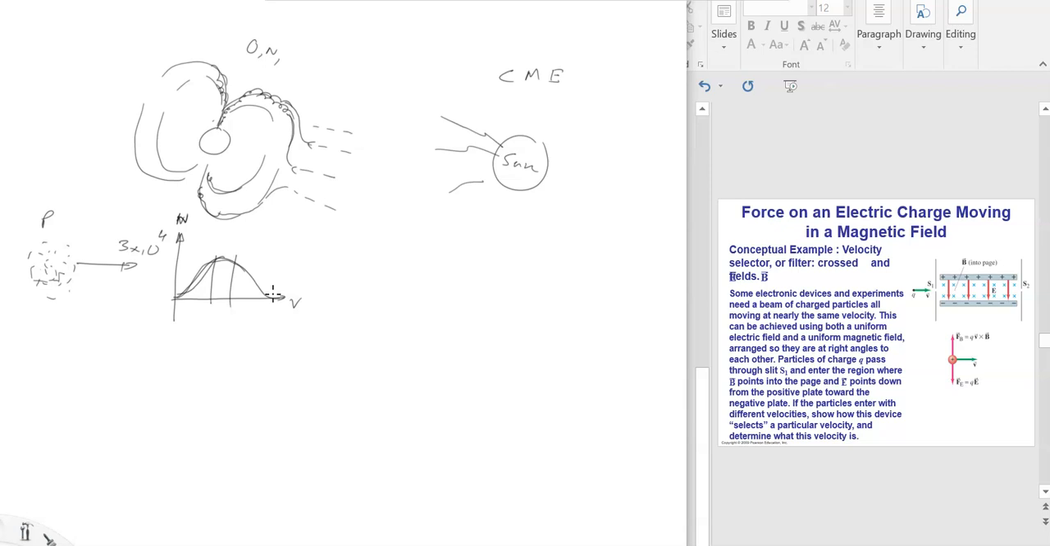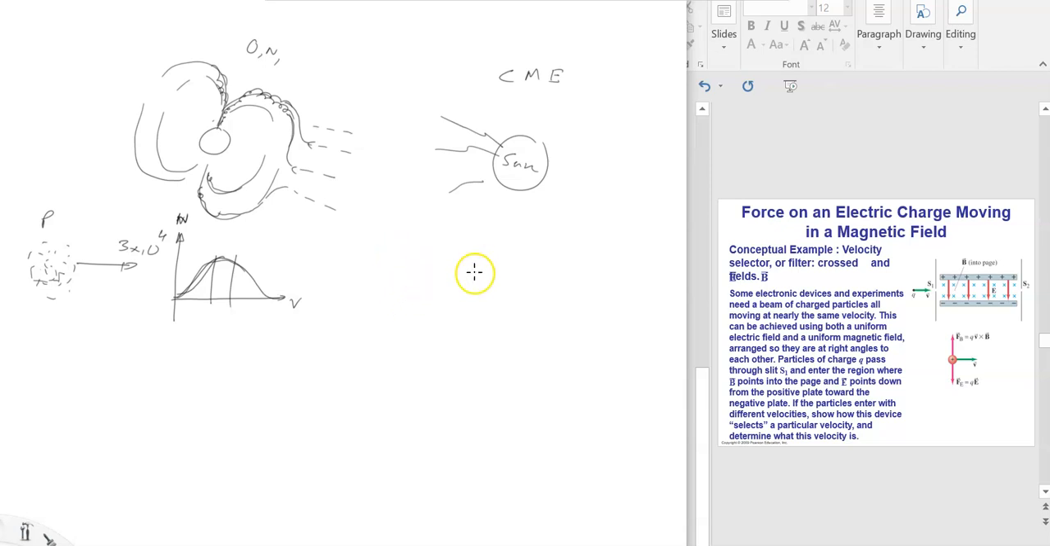But for precision laboratory activities and medical applications, you need to have very precise speeds. So how do we select them? How do we isolate the particles with the right speed? There is a widely used technique. One technique is this velocity selector technique.